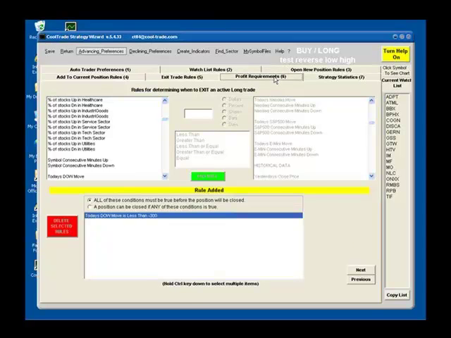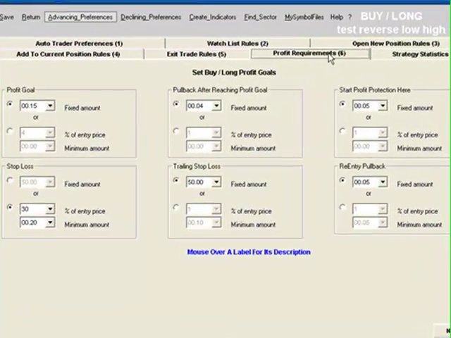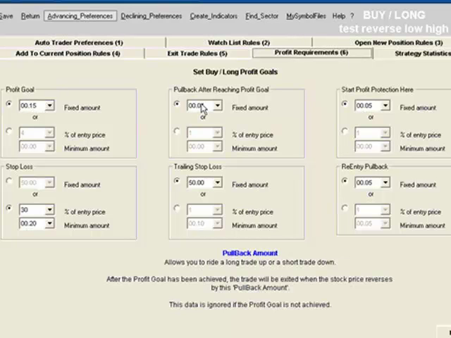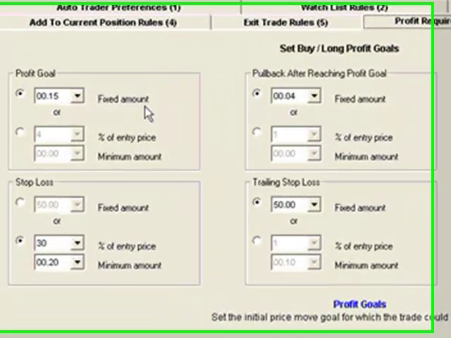Tab 6, Profit Requirements. This is what I call my bread and butter screen. This one here determines your profit goals, your pullback after reaching your goal, your profit protection, your stop loss, your trailing stop loss, and a re-entry pullback. I'll talk about each one of these.